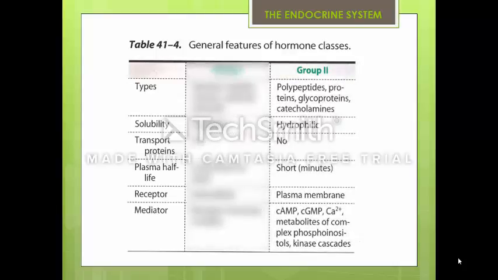Group 2 hormones, which are polypeptides, proteins, etc., are hydrophilic. They do not require transport proteins, as their receptors tend to be found in the plasma membrane of the cell. They have a short half-life within the plasma, and their action is mediated by cAMP, cGMP, calcium, or some other form of metabolites within the cell.